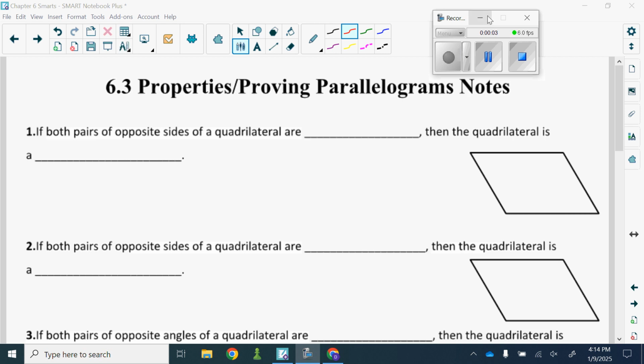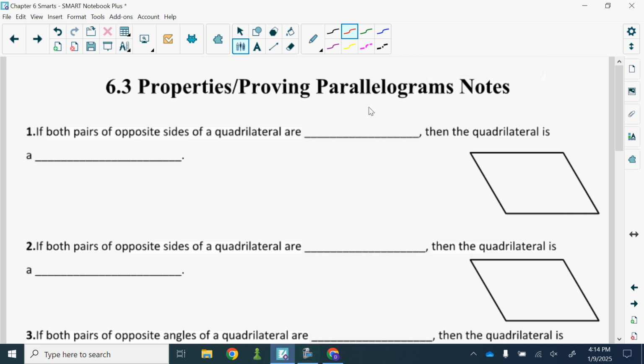Hey, what's up, guys? So today we're going to look at 6.3, which is properties and proving parallelograms. This is actually going to be pretty similar to 6.2 in the sense that the properties are still virtually the same. The difference is for the last section, we gave you pieces of information about a parallelogram and had you find the missing information using the properties.